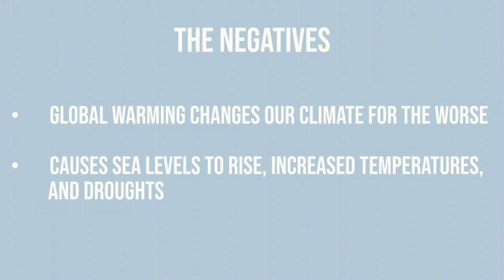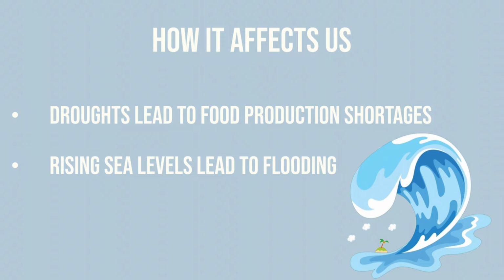When global warming occurs, it causes our temperatures to become unbearable due to its extreme increase, which leads to rising sea levels and severe droughts. This affects our livelihood in many ways. Droughts lead to food production shortages, which make it harder for farmers to harvest crops, and for us to get the foods we need to survive, and ruins our economy. While rising sea levels lead to flooding, which could cause many people to lose their homes.